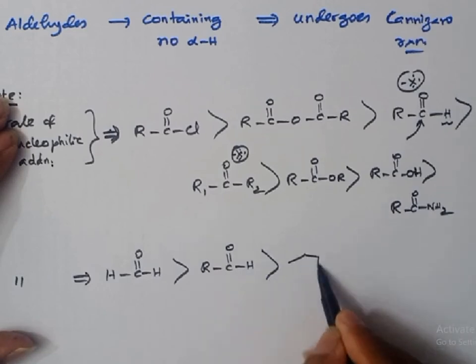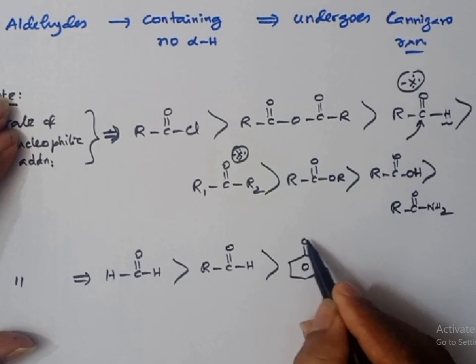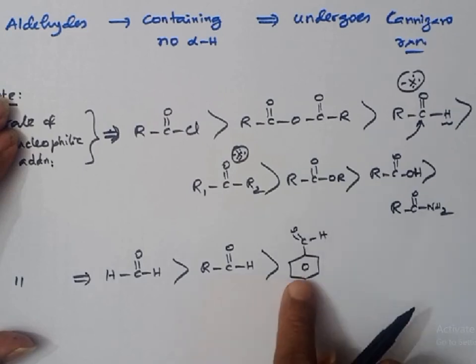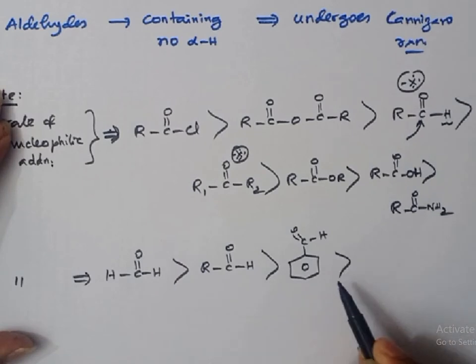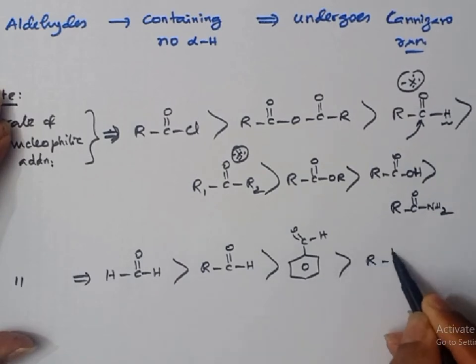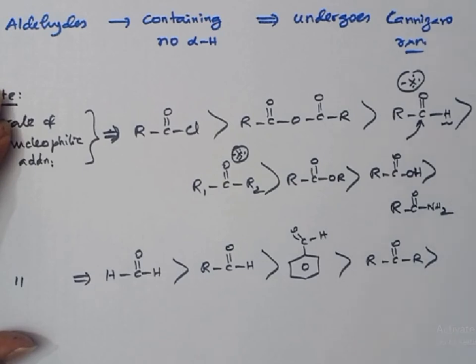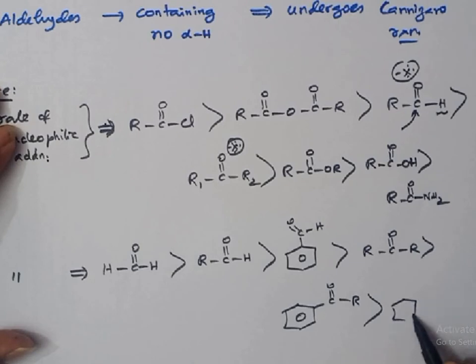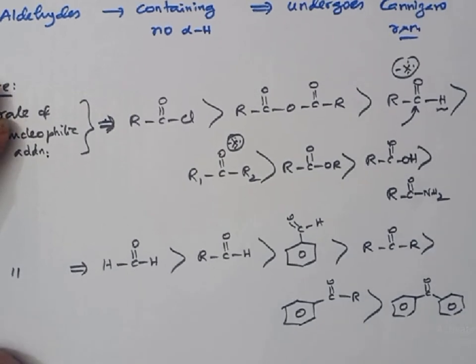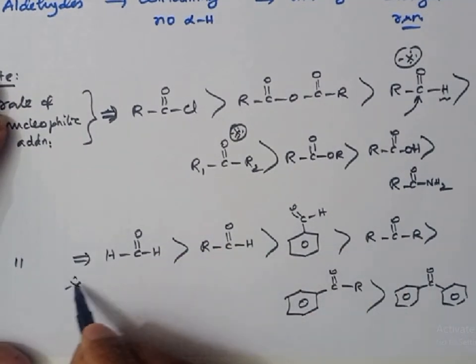After this, we have benzaldehyde. Compared to aliphatic aldehyde, benzaldehyde is less reactive under nucleophilic addition reaction. After aldehyde, we have ketone. After this, we have aliphatic ketone. Then we have aromatic ketone, where one side we have aromatic group, the other side we have aliphatic group. Then we have both side aromatic, which is least reactive among the ketones. So remember this is very important, student.